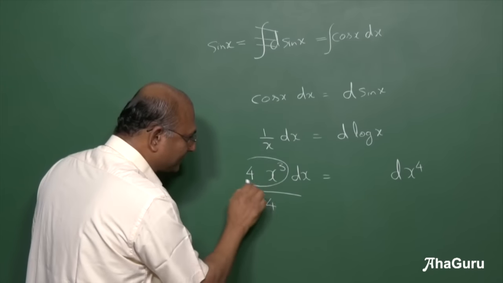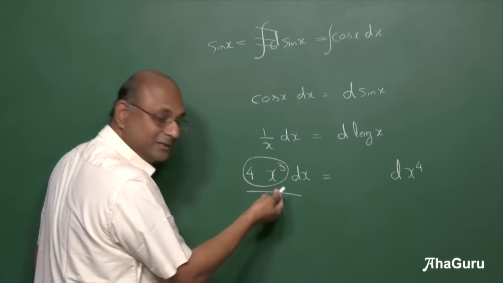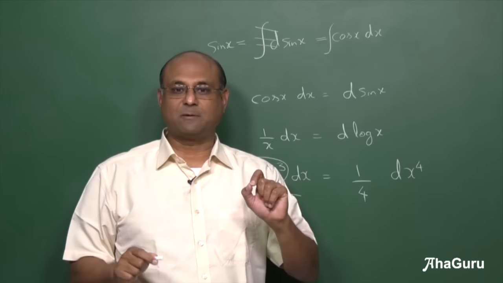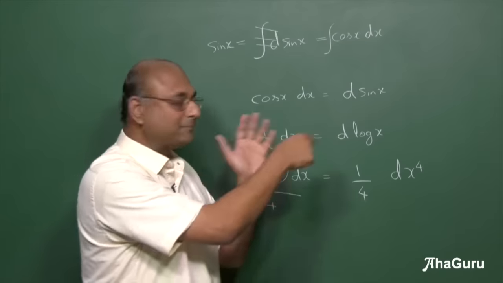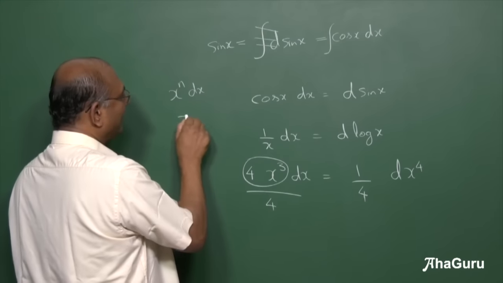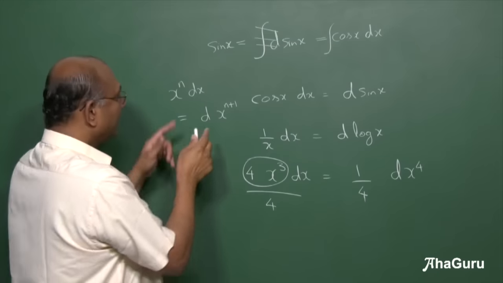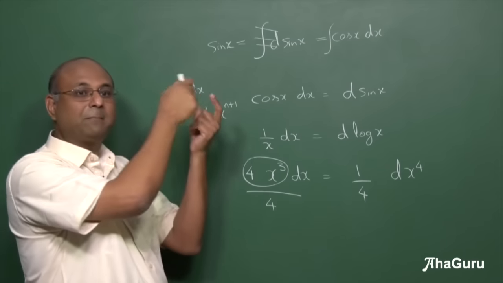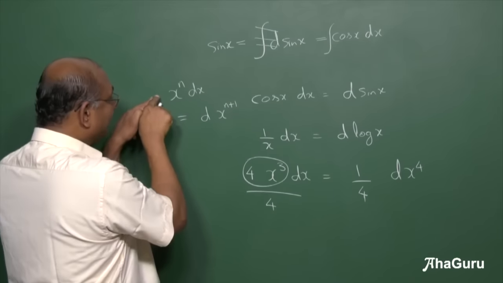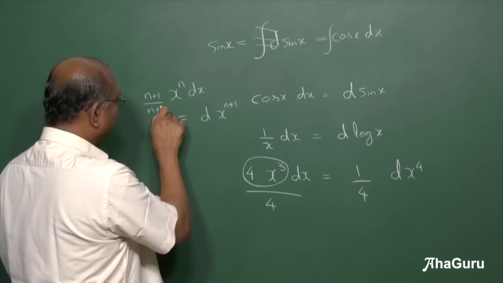Let us take the 4x cube and push it inside the d. You will get d of x power 4. But then what to do with this 1 by 4? Nothing. Just leave it outside. So it is 1 by 4 d of x power 4. Is that clear? This is the way we will take something and push it in. So for example, x power n dx, you can write this as d of x power n plus 1. Because what will d of x power n plus 1 give me? n plus 1 x power n dx. But then I don't have an n plus 1. So I must multiply and divide by n plus 1.